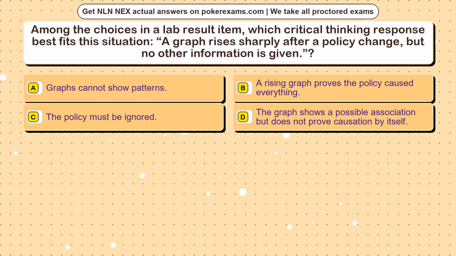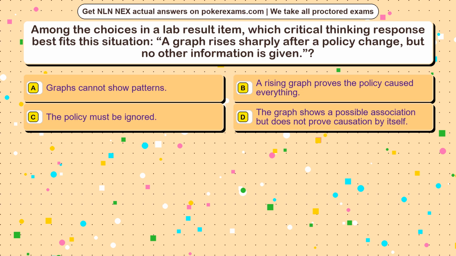A graph rises sharply after a policy change, but no other information is given. Option A. Graphs cannot show patterns. Option B. A rising graph proves the policy caused everything. Option C. The policy must be ignored. Option D. The graph shows a possible association but does not prove causation by itself.